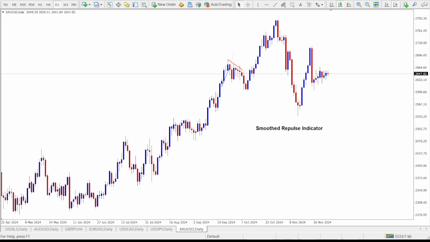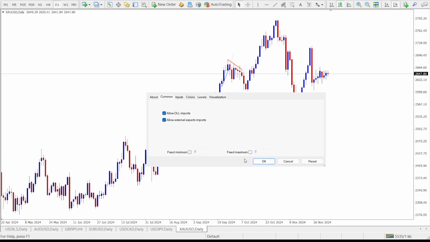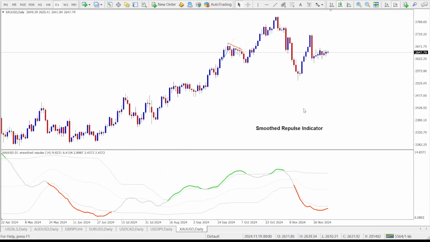Okay, I am going to add the indicator to the chart right away. Smooth repulse. Okay, this is the indicator right here. So as you can see, this is how the indicator looks like. All right. It might look a little bit complex, but I am going to break it down for you in an easy way that you can understand and apply in your trading strategies.